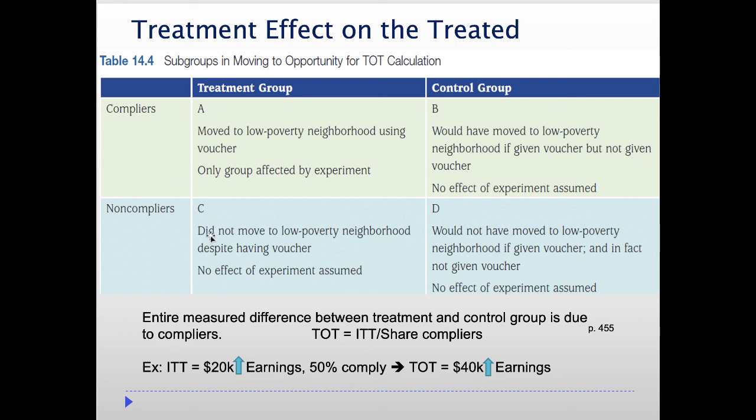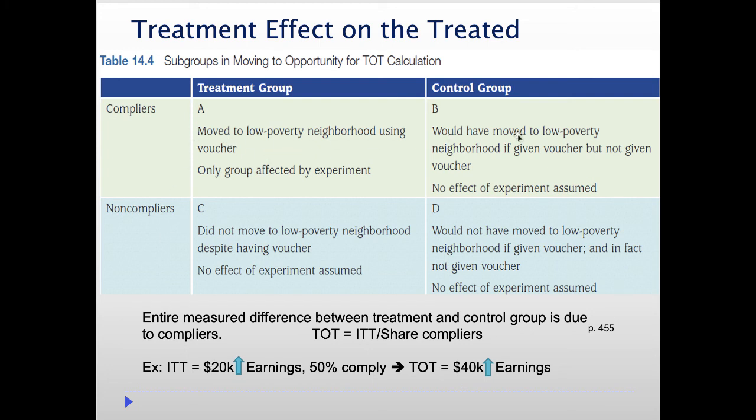So it turns out in the Moving to Opportunity experiment, about 50% of the treatment group, quote unquote, complied, meaning they moved to a low poverty neighborhood. And just to make up a number, because this is the wrong number, it wasn't anything like this, suppose that the intent to treat effect on earnings was $20,000, okay?